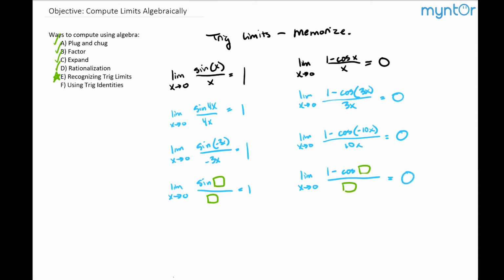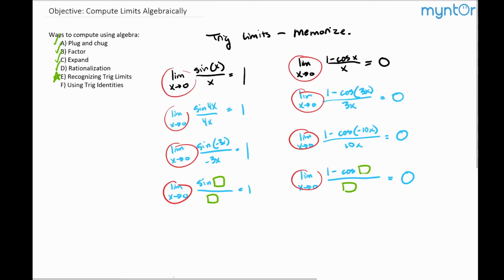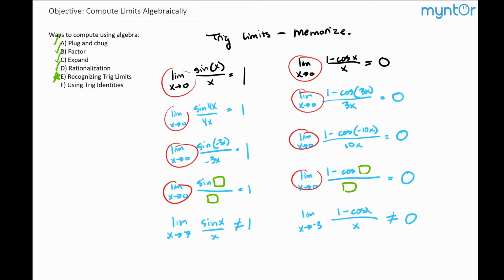And so the critical thing to note is that this only works when you're taking the limit as x approaches 0. Here you can see that we're always taking the limit as x approaches 0. If we have a function where the limit is, say, x approaches 7 of sine x over x, this is not equal to 1. Similarly, if we have the limit as x approaches maybe negative 3 of 1 minus cosine x over x, this is also not equal to 0. Why? Because we are taking the limit as x approaches 7, not x approaches 0.